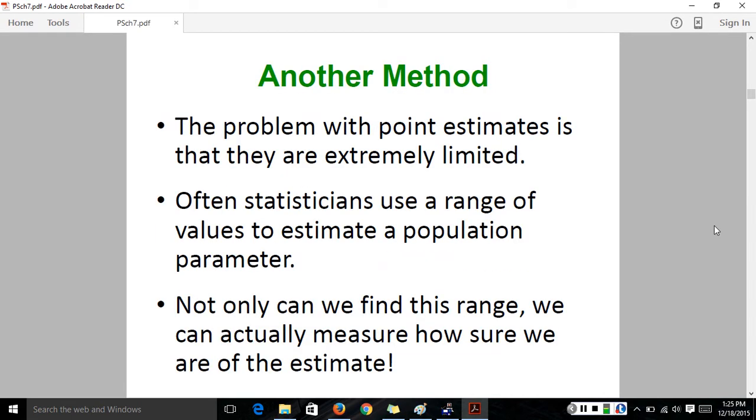The problem with point estimates is that they're extremely limited, as you just saw. I'm just picking one number, one value to estimate a population parameter. Well, I could be exactly right or exactly wrong, and there's not a whole lot of wiggle room in between. So often statisticians will use an entire range of values to estimate a population parameter instead. Not only can we find this range, we can actually measure how sure we are of the estimate using probability.